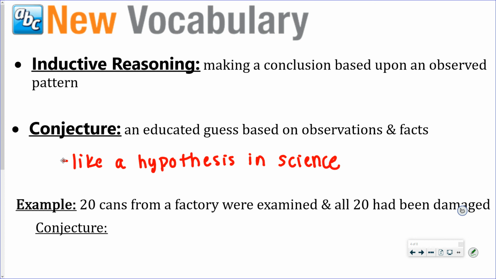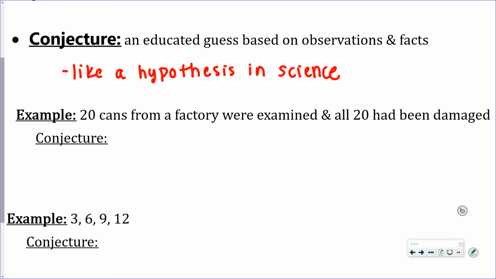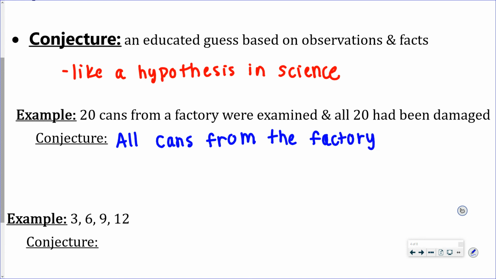Here's another example. 20 cans from a factory were examined, and all 20 had been damaged. So that's facts, that's what's happened. 20 cans from a factory, all of them were damaged. So my conjecture or my hypothesis of what's going to happen next, my prediction, is that all the future cans from the factory will also be damaged. Now, we don't know if this is true or not. That's why it's a conjecture. It's just an educated guess based upon the facts.